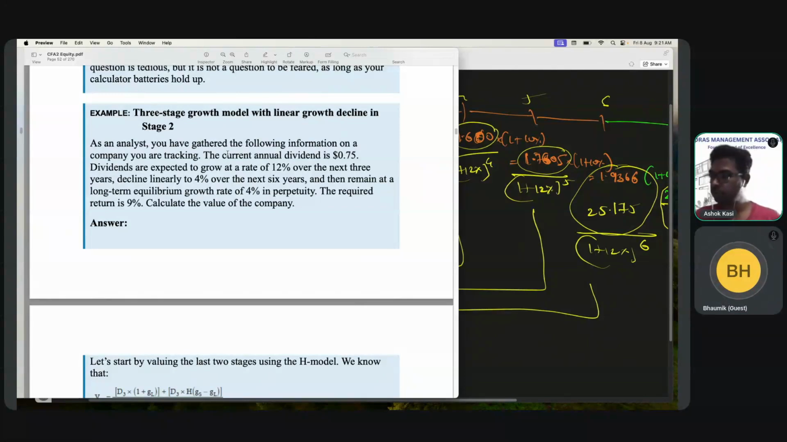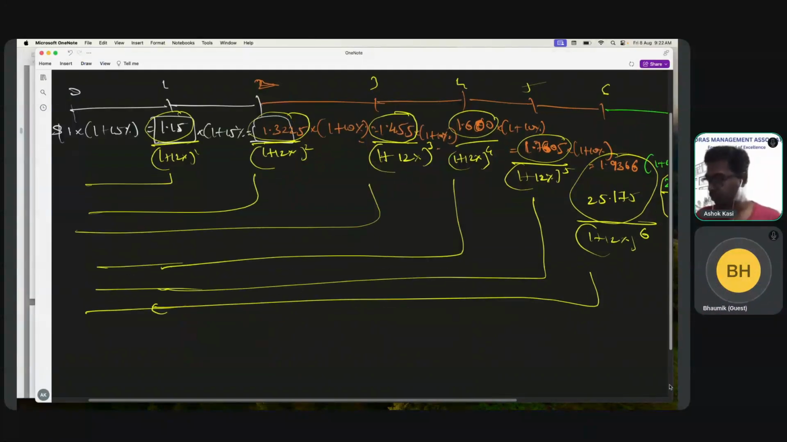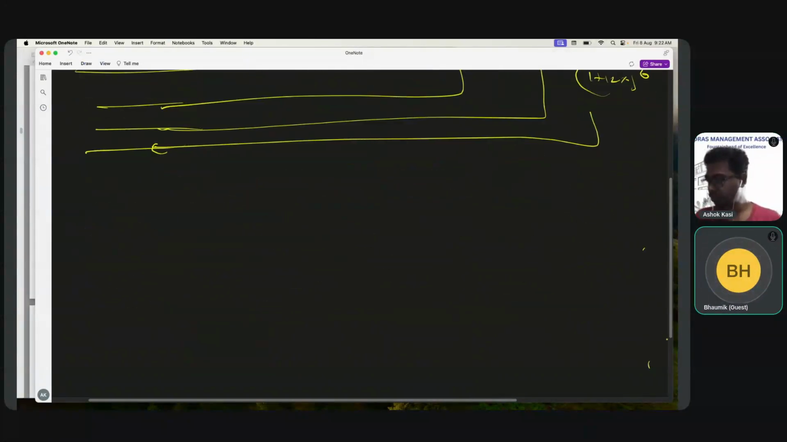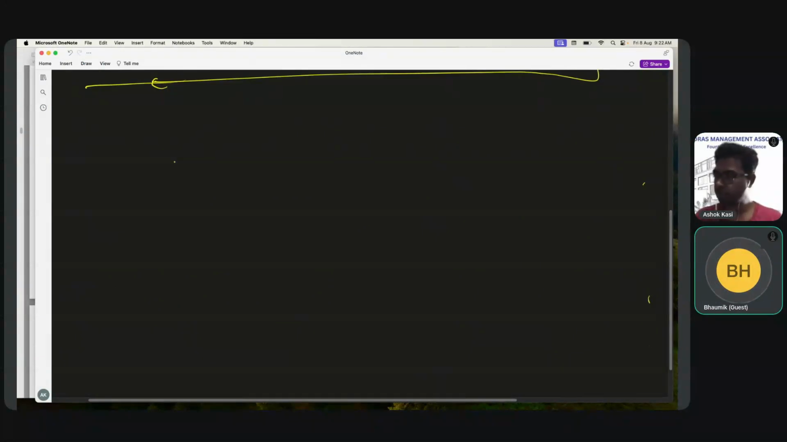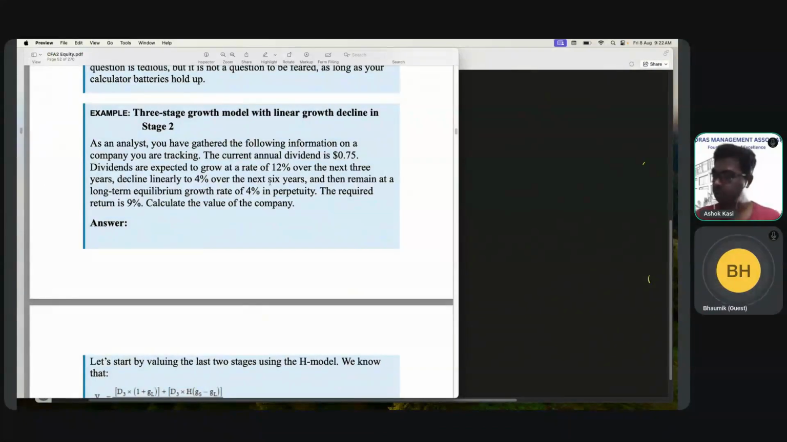As an analyst, you have gathered the following information on the company you are tracking. The current annual dividend is 0.75. Dividends are expected to grow at the rate of 12% for the next 3 years and decline linearly to 4%. Linearly, that is the keyword here, over the next 6 years.